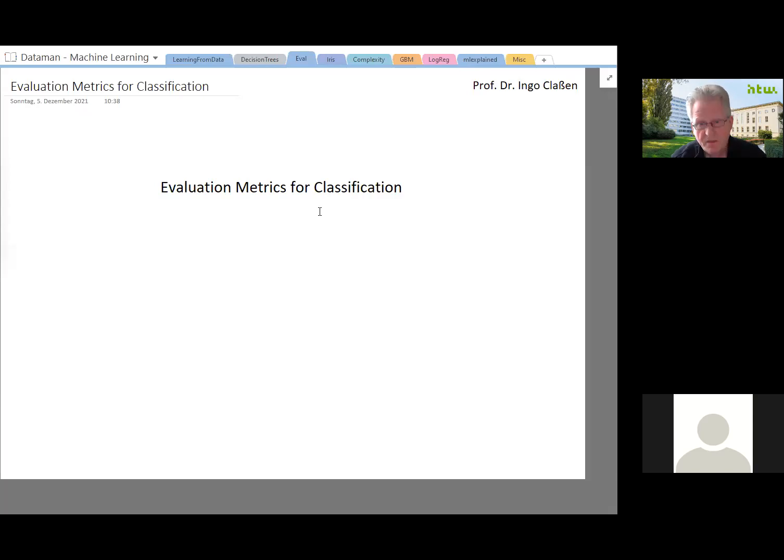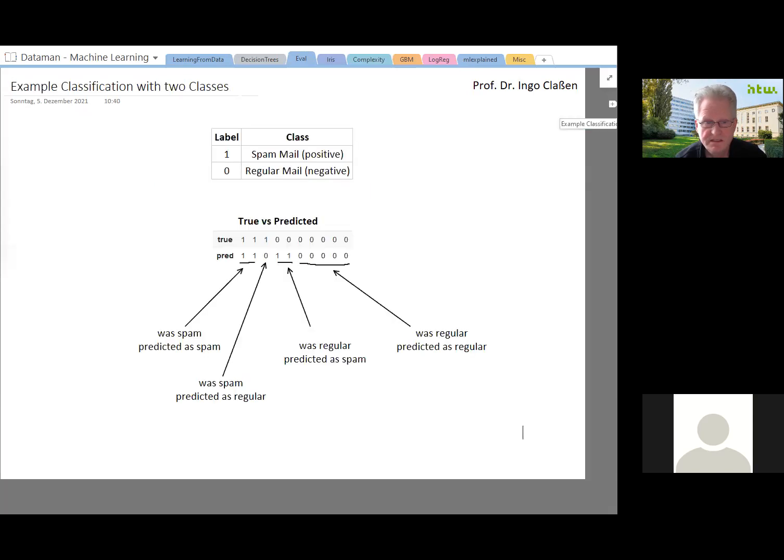So we are now taking a closer look at how to evaluate classifiers. In order to do so, we will encounter several what are called metrics. These are, in some sense, KPIs for classifiers. So let's start with an example.